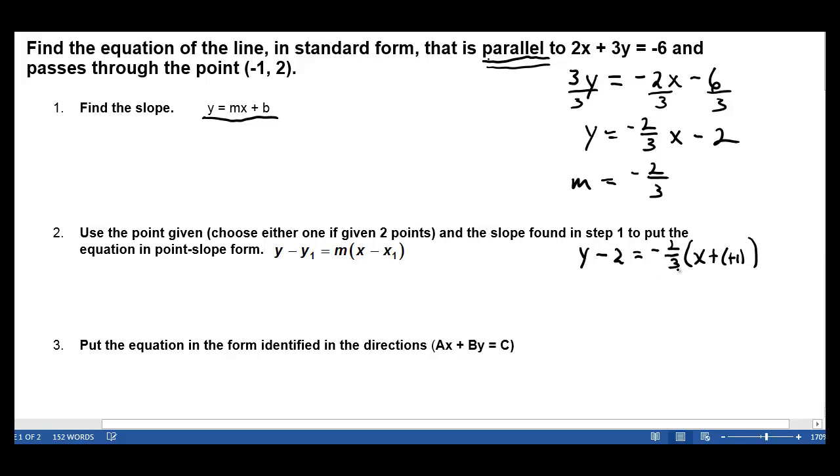Now we're going to distribute the -2/3 times each term. So we get y - 2 = -2/3 x + (-2/3)(1), which is -2/3. Now, since we're putting it in standard form, and recall standard form is ax + by = c, where a, b, and c are all integers, and the leading coefficient a, the number in front of x, is positive. So what I like to do at this point is clear the fractions. So I'm going to multiply each term by the LCM, which is 3.